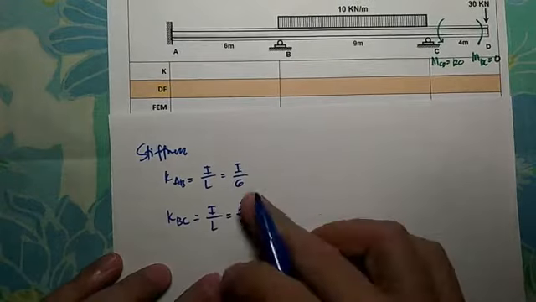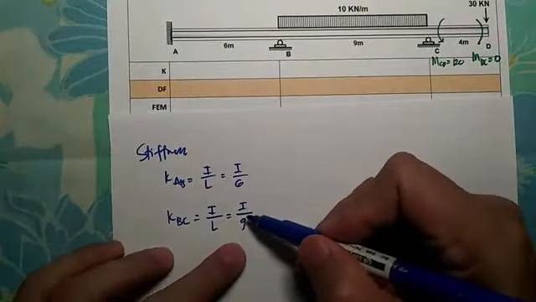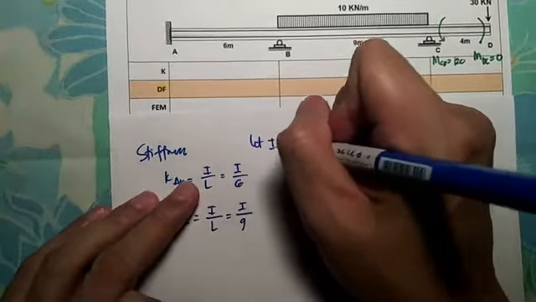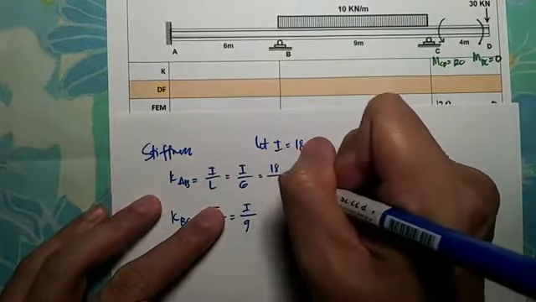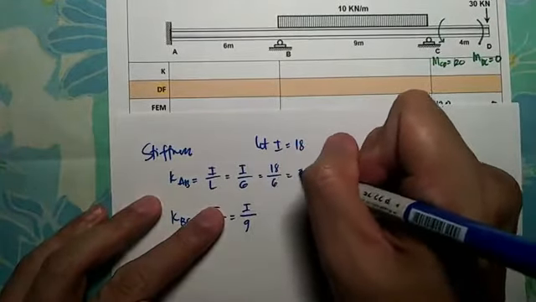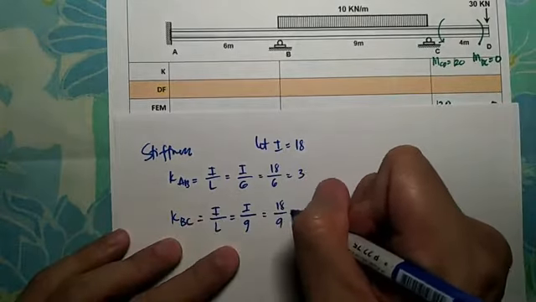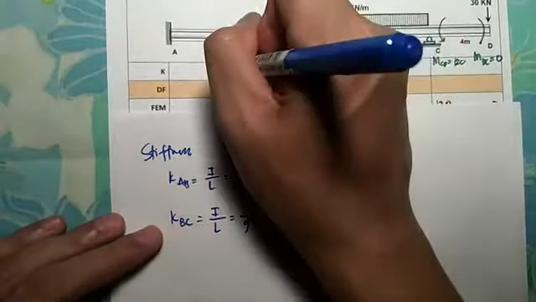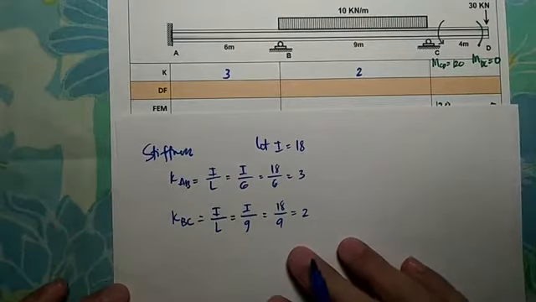Okay, to make this whole numbers, we get the multiples of 6 and 9. So I believe we could let I be say 18. So 18 over 6 is 3, and 18 over 9 is 2. So this is 3 and this is 2. These are the stiffnesses.